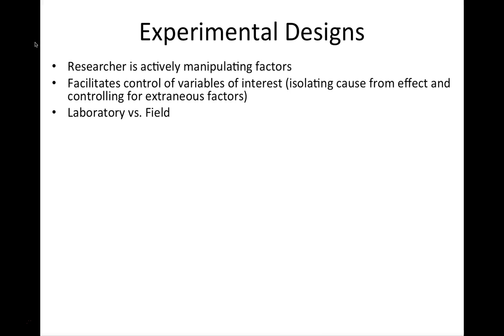And so in experimental designs, we're often thinking about laboratory designs versus field designs, and we'll talk about some examples of that moving forward. And experimental designs are our best designs for testing causal hypotheses. So if we want to know cause and effect, the experimental design is the way to go. We can make some assumptions about cause and effect with non-experimental designs, but if we really want to make a solid claim about causation, the experimental design is the way to go.